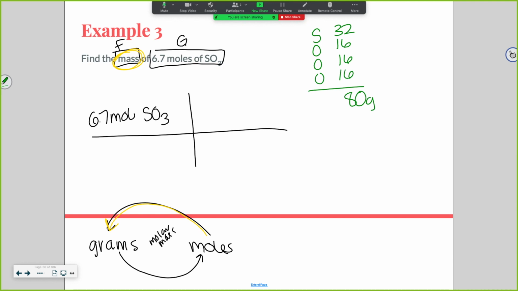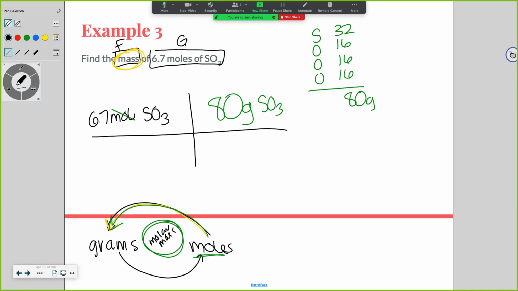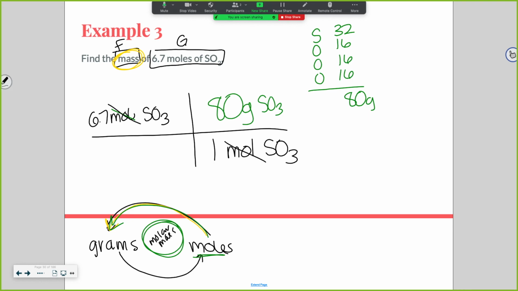So, I'm going to plug my 80 grams into the top because my molar mass needs to go on the top. All right, 80 grams of SO3. Everybody understands where I got the 80 from? All right, and then on the bottom, I'm coming from what? Moles. I need my mole to cancel out. So that means that I have to have moles on the bottom. Whatever goes up must come down. So now you see my units cancel and I'm left with grams.